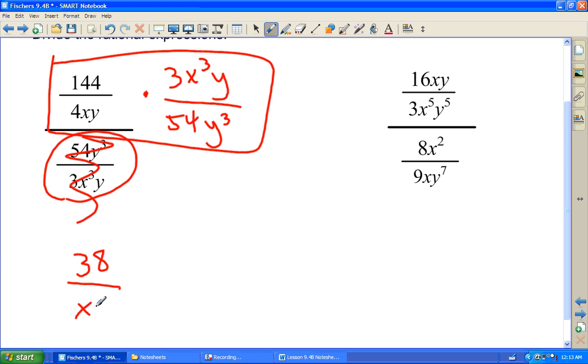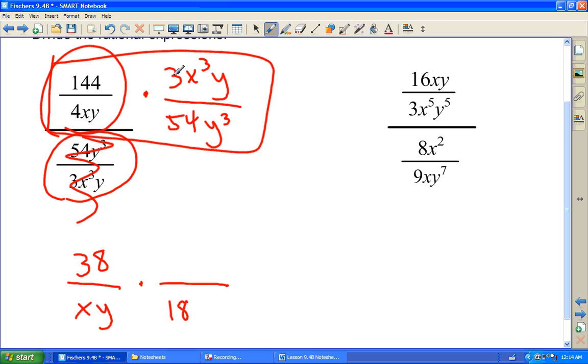38 over xy. That's this whole thing simplified, right? Because 4 goes into that, 3 times 38, so there we go. Now I've got to multiply 3 times 54. Well, that's divisible by 3 too. I think that's 18 times 3. So this would be 1 over 18. So I'm just going to leave the 1 out and put an 18 down here.